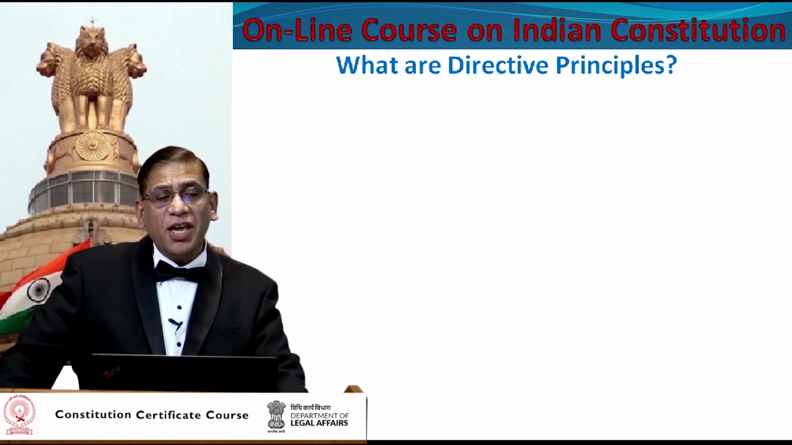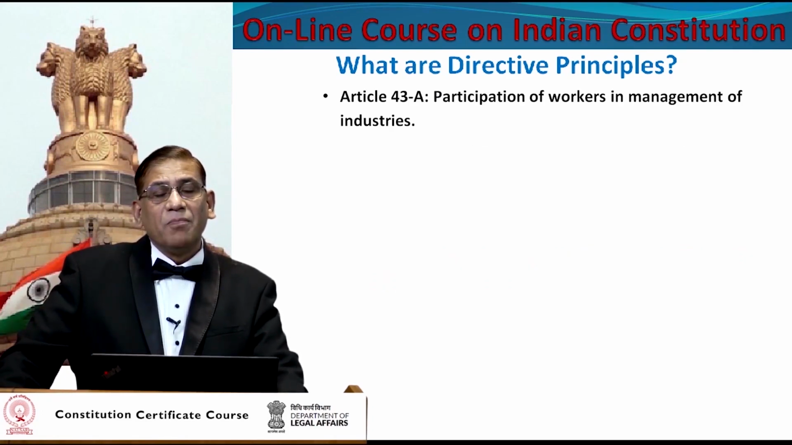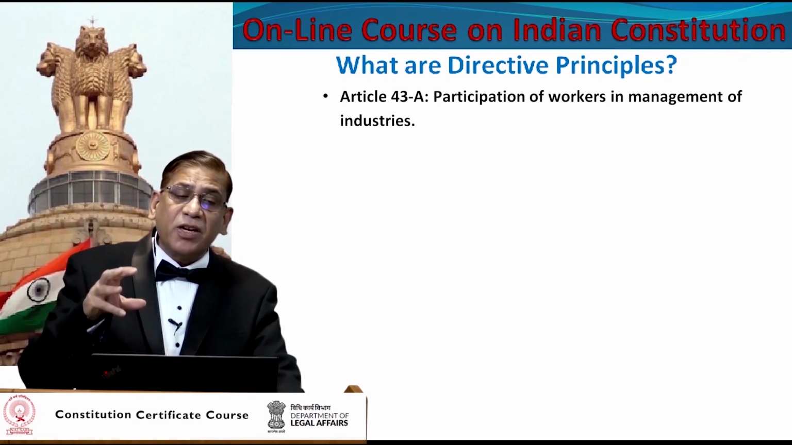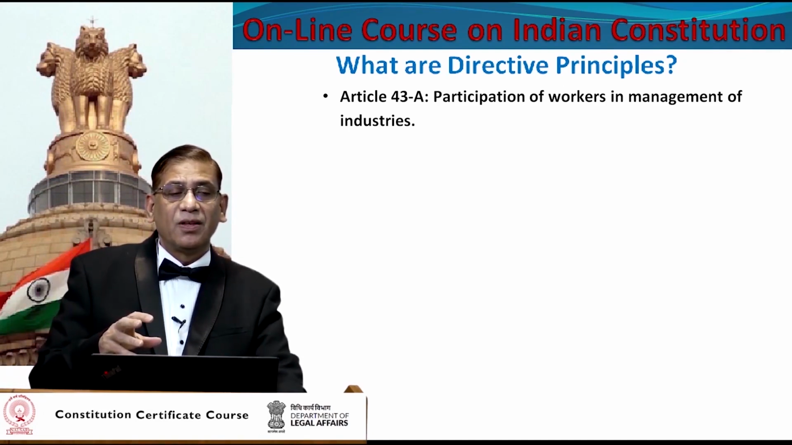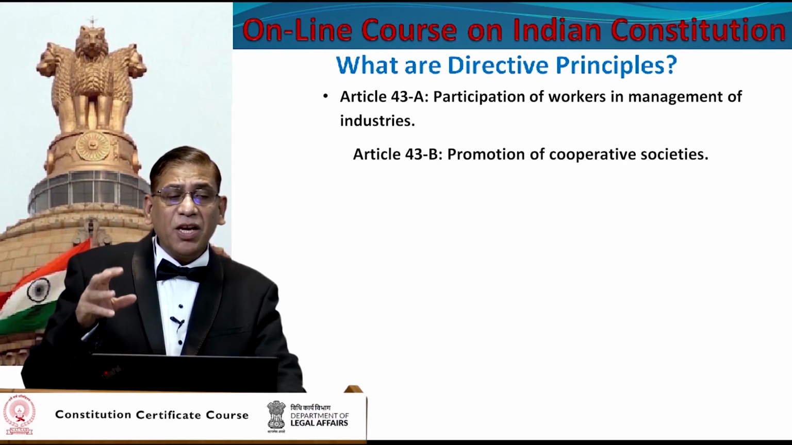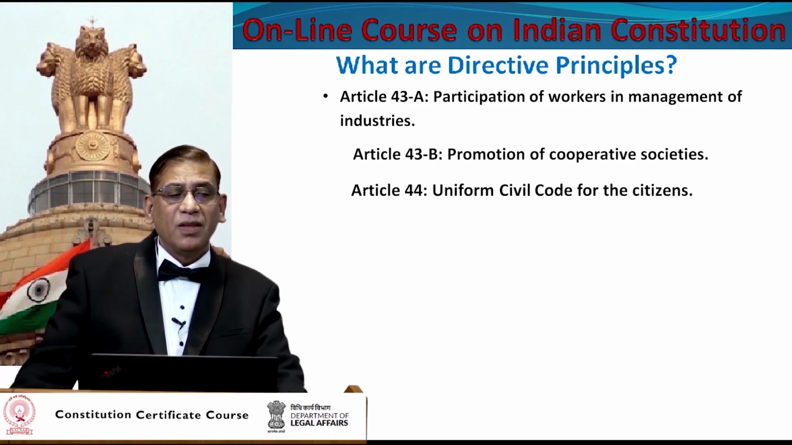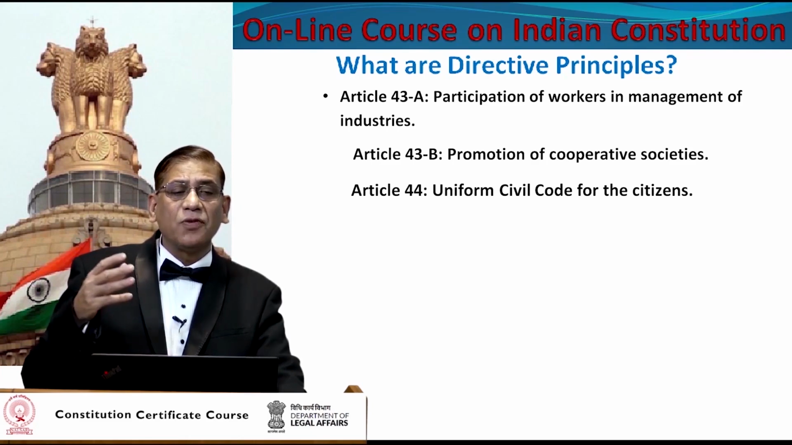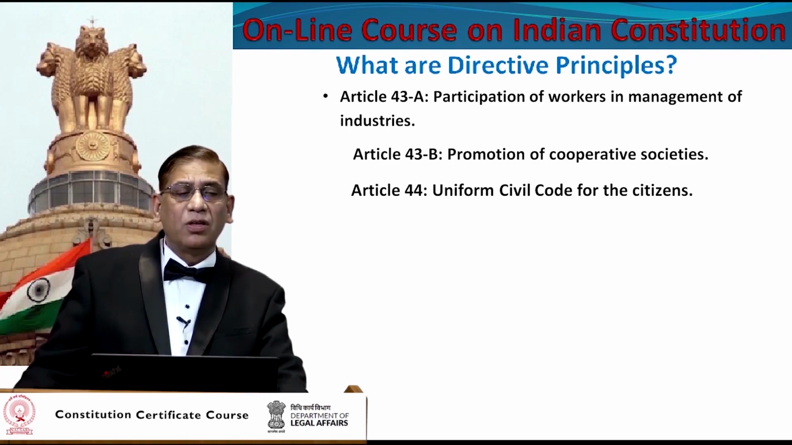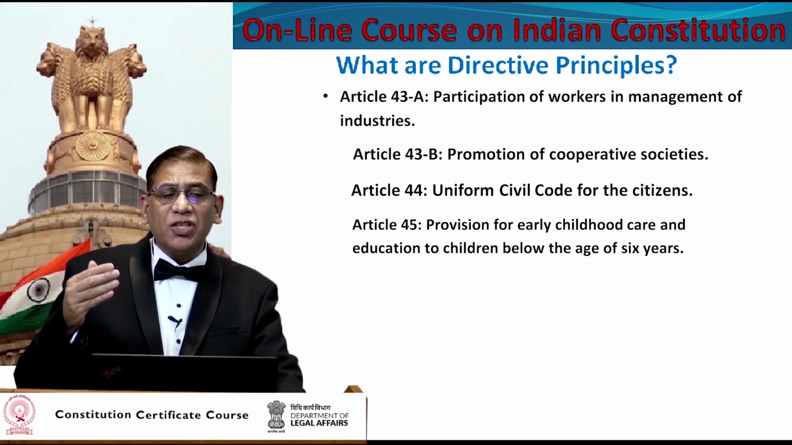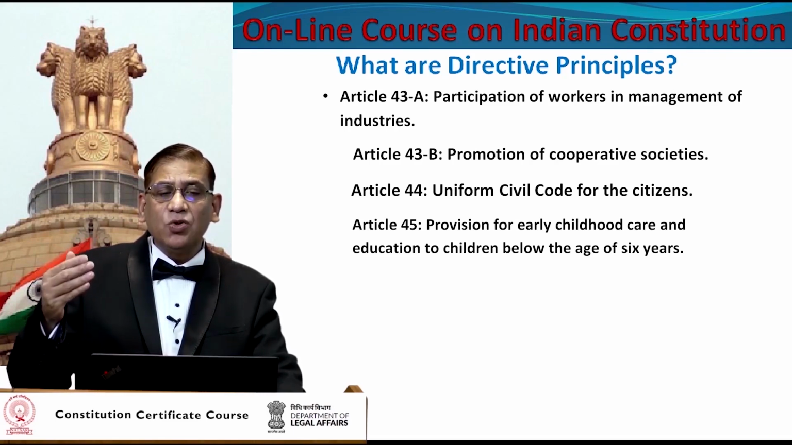Article 43A makes a provision for the participation of workers in the management of industries. Article 43B talks of promotion of cooperative societies. Article 44 talks of uniform civil code. Article 45 makes a provision for the early childhood care and education to children below the age of 6 years.